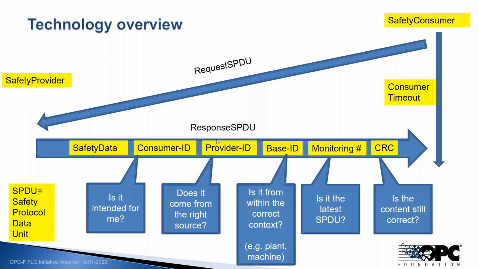Similarly, the provider ID is used to check whether the source of the data, the provider, is the correct one. There could be multiple providers within one system, maybe even multiple providers of the same type, but it might be dangerous to use the wrong value for the safety decision. So you have to make sure, by checking this provider ID, that this data is coming from the right source. Then the third ID, the base ID, is used to check the context of this datagram.